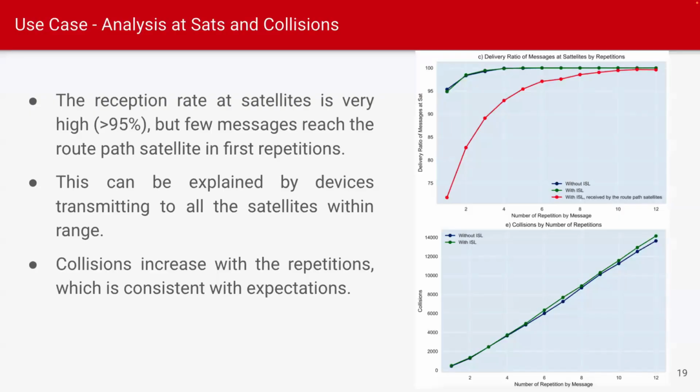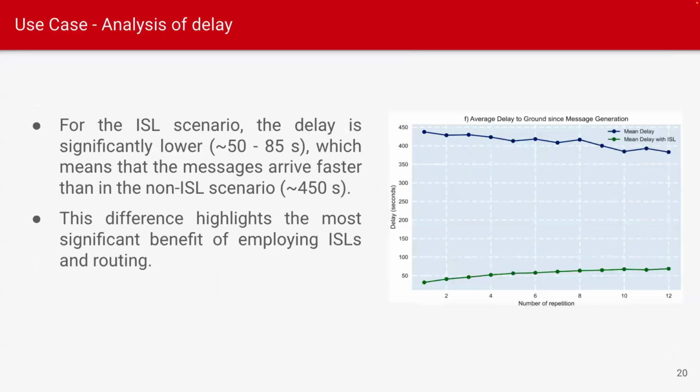So yes, this is the result we have here, and here is the delay. What happened is that with ISLs, we have a lesser delay for sure because we don't have to wait for the satellite to move to reach another ground station. So what happens is that we have 50 seconds, and we have 450 seconds. So these are very different curves, and this is the best benefit of employing ISLs. In fact, the delay is very low compared to the non-ISL versions.